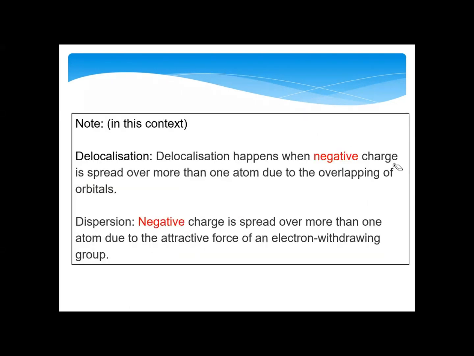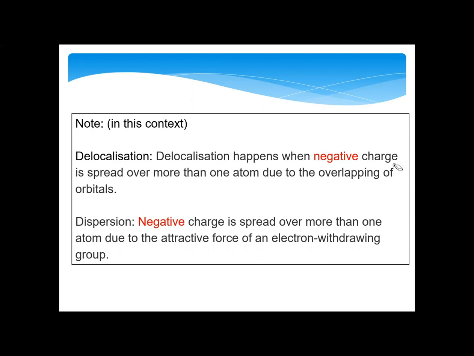So in this context, delocalization happens when the negative charge is spread out over more than one atom due to overlapping of orbitals. So we mentioned negative charge delocalized into a benzene ring due to the overlapping of the orbitals. Then when we say dispersed negative charge, usually the negative charge is spread out due to the attractive force of an electron withdrawing group. So take note of the difference, because we use dispersal of negative charge as well as delocalization of negative charge earlier. There is a slight difference depending on how the negative charge is spread out.